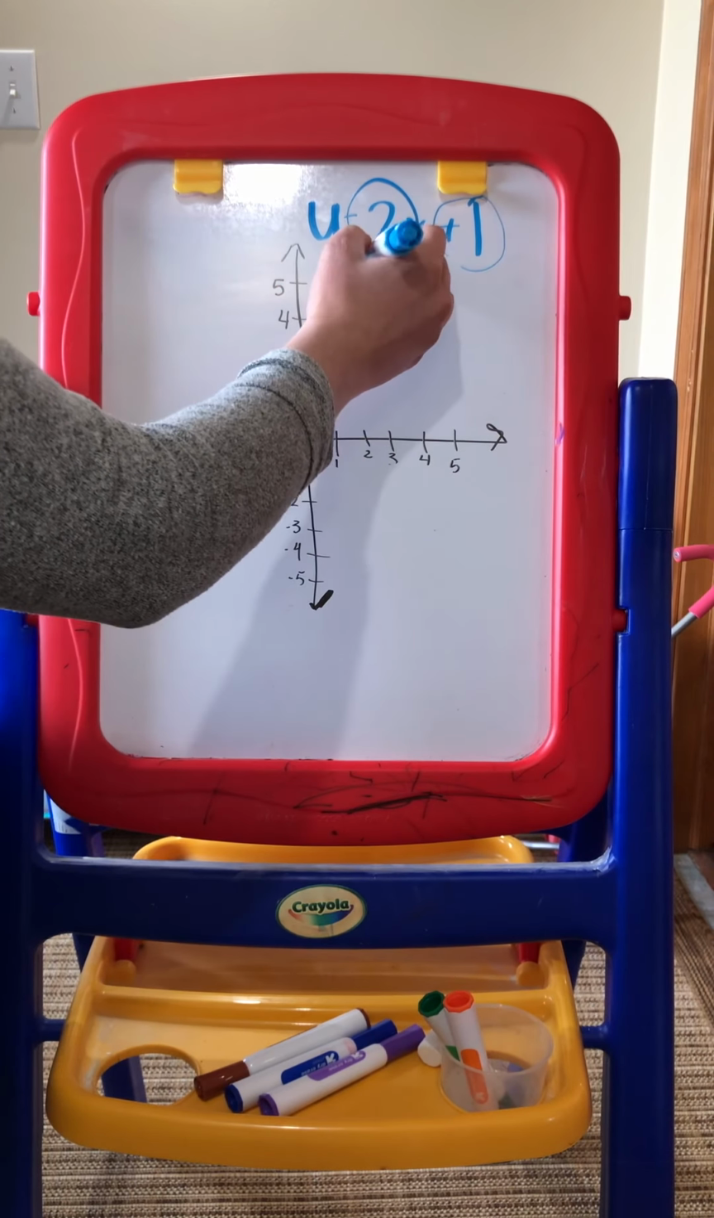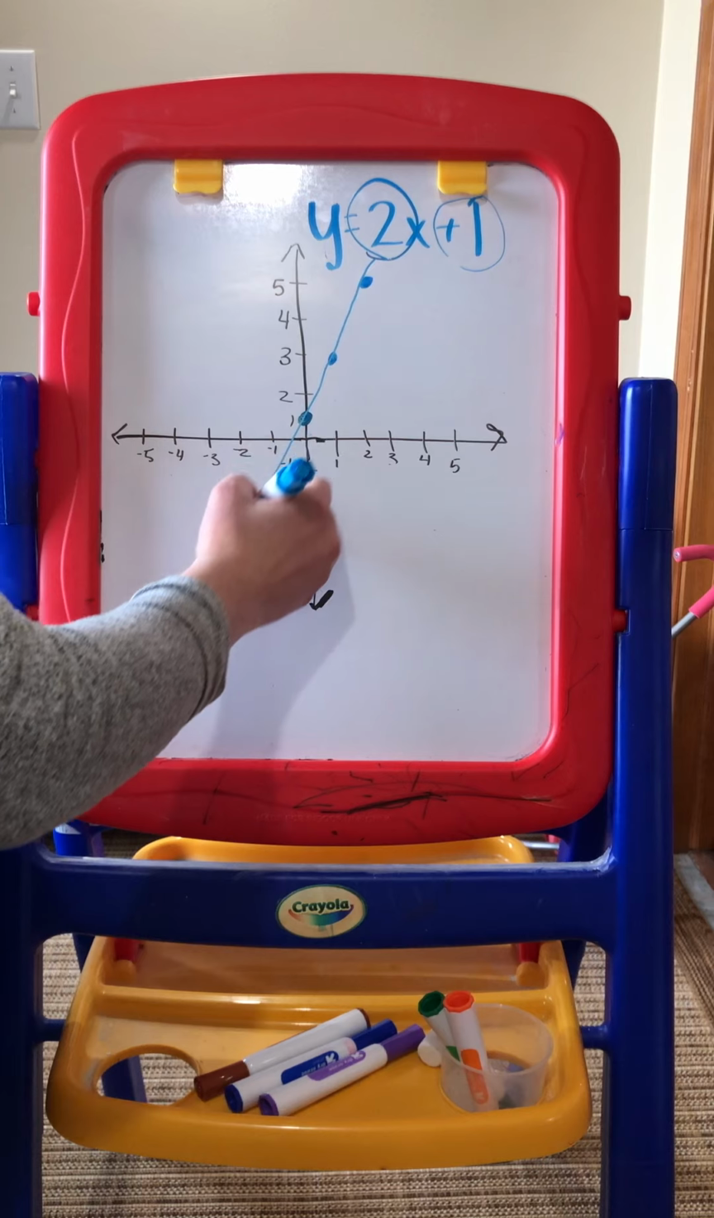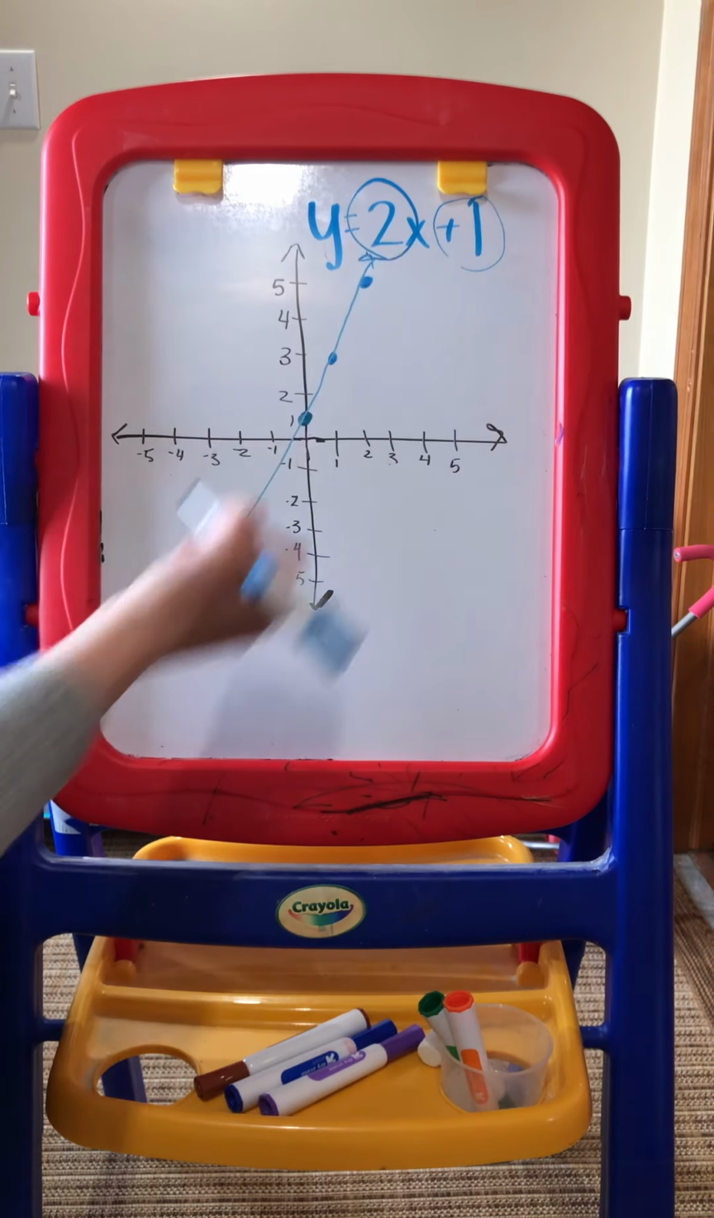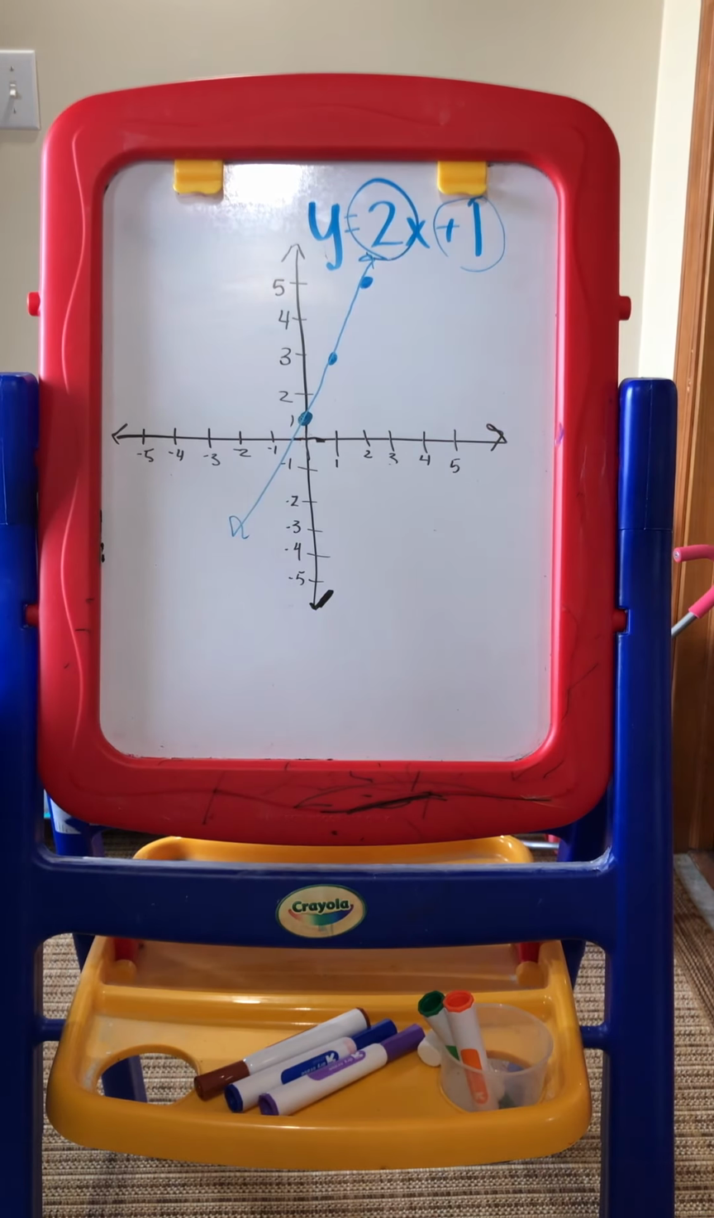So if I were to connect my points, I do have the idea of the straight line. However, it's not going to be passing through the origin this time. So my graph is linear, it's a straight line, but my graph is not proportional because it is not passing through the origin.